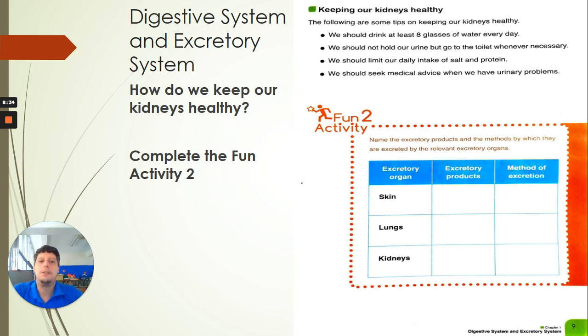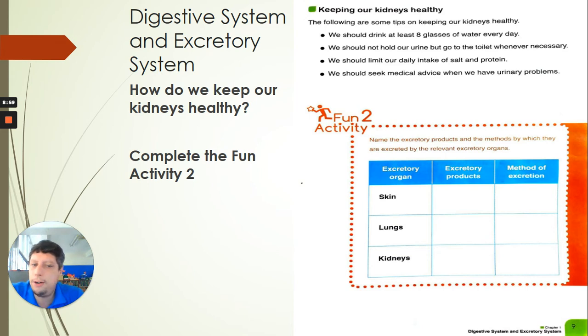Okay, so fun activity 2. The first question: how do we keep our kidneys healthy? Just write the four points into your copybooks, very easy. The second task is to complete fun activity 2 in the book.